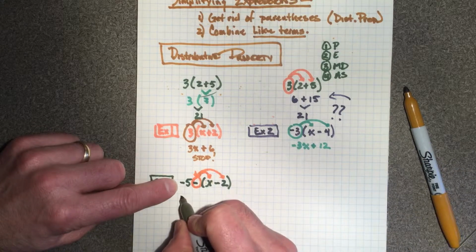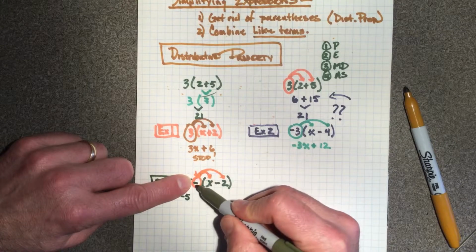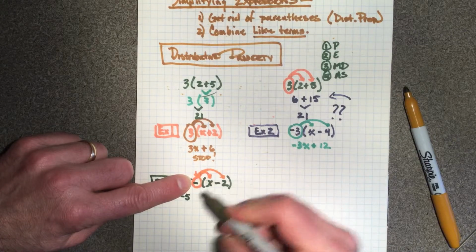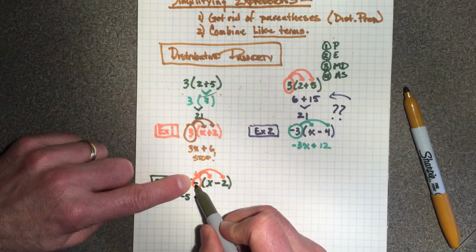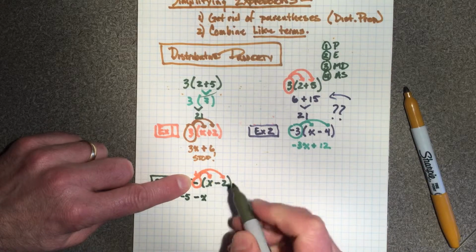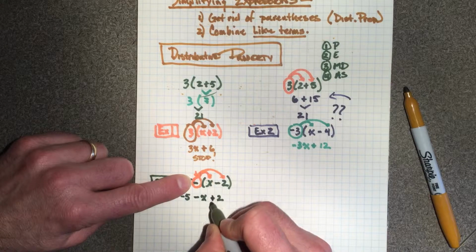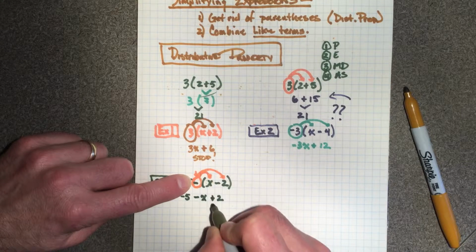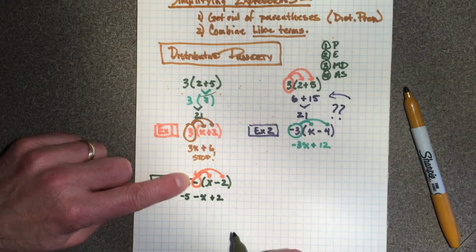So I'm just going to copy down this negative 5 because I haven't used it yet. So now we have the opposite of x is negative x. And we have the opposite of negative 2 is a positive 2. So again, that negative, don't just copy it down. Figure out what it's going to be. The opposite of negative 2 is a positive 2.